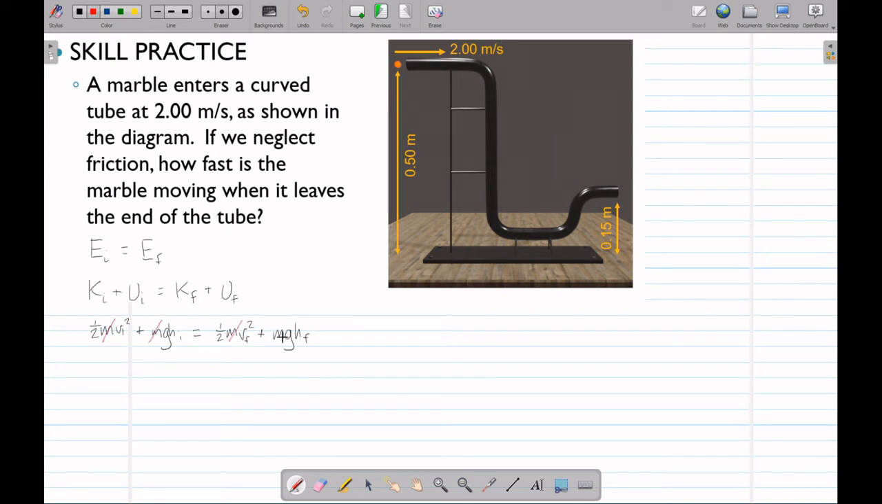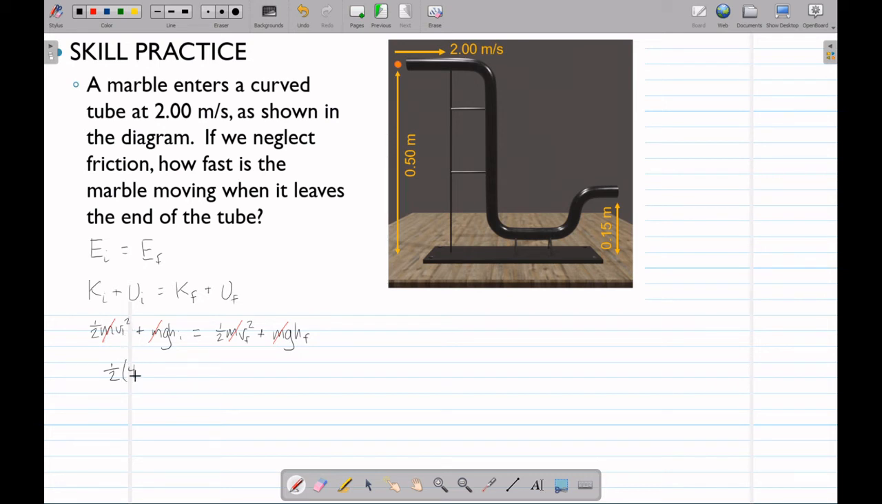So I did not give you the mass of the marble because if there's no friction and no other non-conservative forces, the mass of the marble really doesn't matter at all. So we can just factor that out. It could be a simple little 1 gram marble. It could weigh a ton. It doesn't really matter. So we are left with 1/2 initial velocity squared.